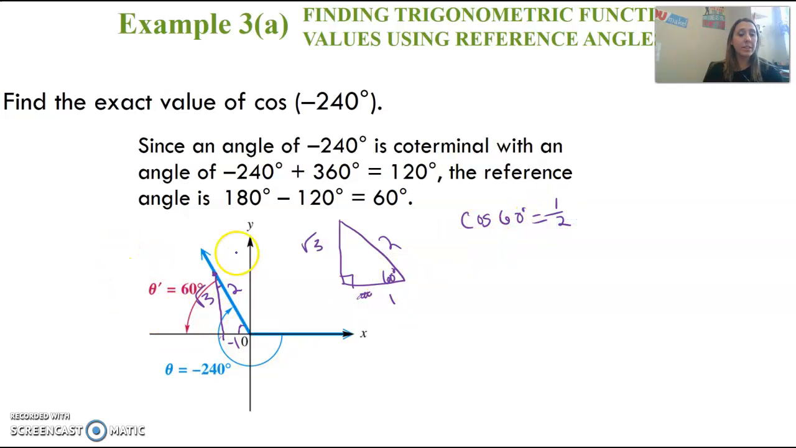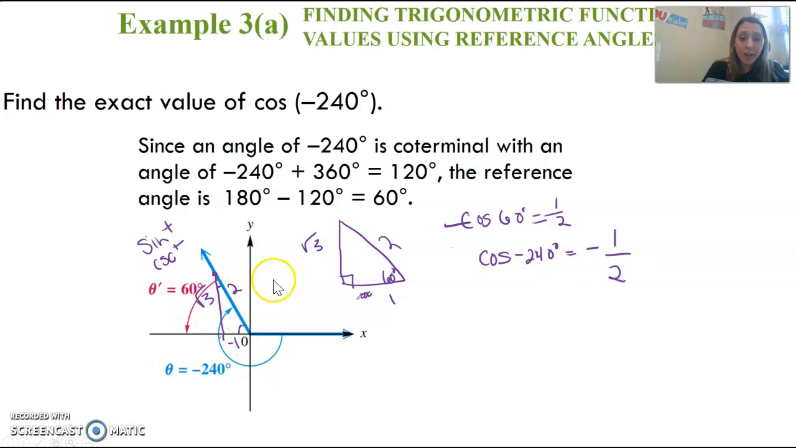And then we are in the second quadrant, and the only things that are positive in the second quadrant are sine and cosecant, because those are the reciprocals of each other. So then the cosine must be negative. So we're going to end up with the cosine of negative 240 degrees equal to negative 1 over 2. So that's one way to do it.